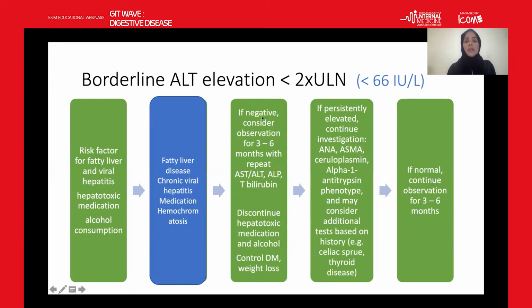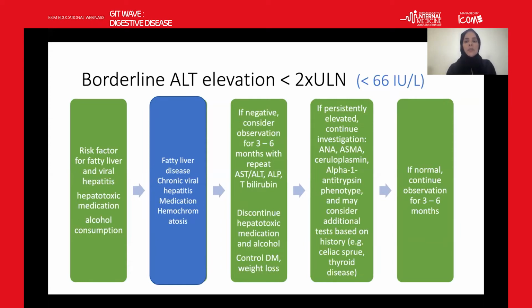And if all these investigations you've done are negative, then you observe the patient every 3 to 6 months, and you repeat the liver chemistry. And be sure at this stage you discontinued all the hepatotoxic medication, and if there is any risk factor like alcohol, you discontinue alcohol as well.